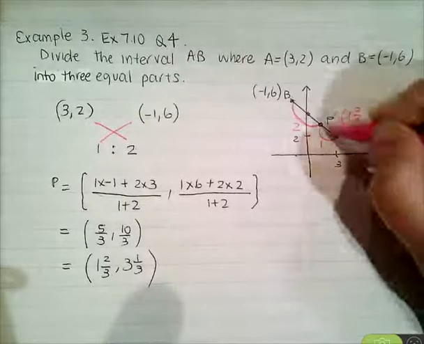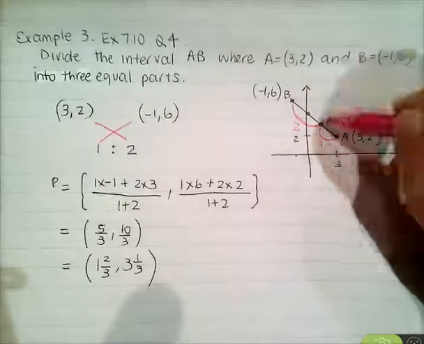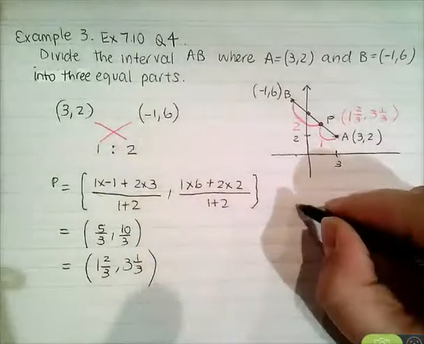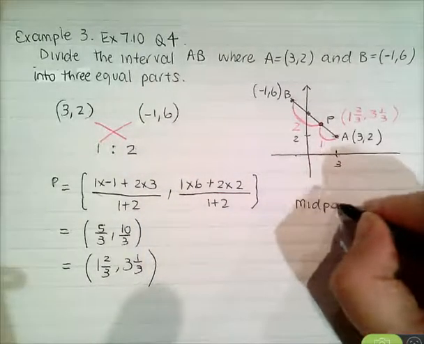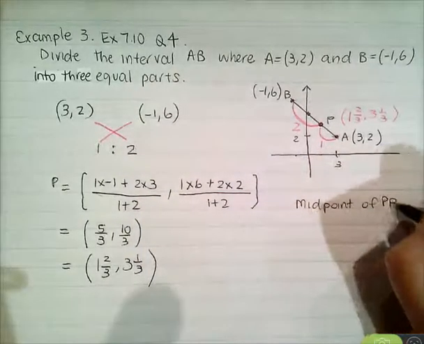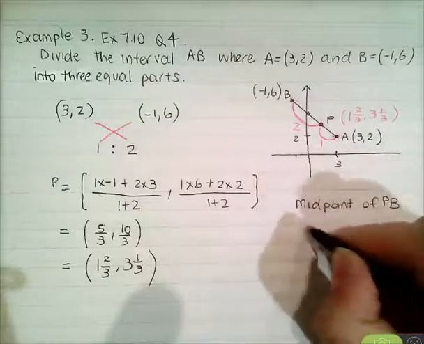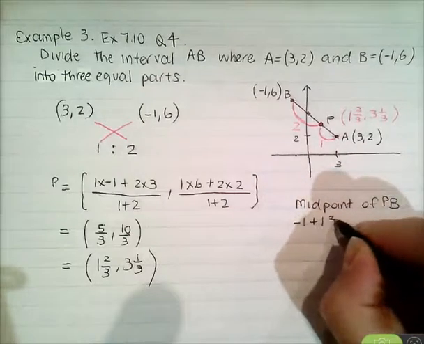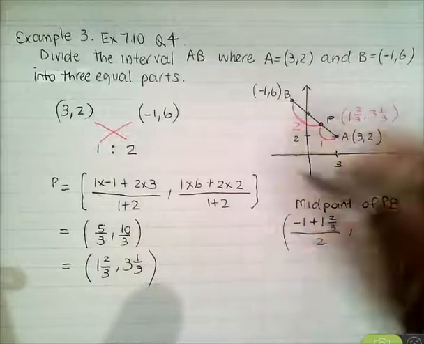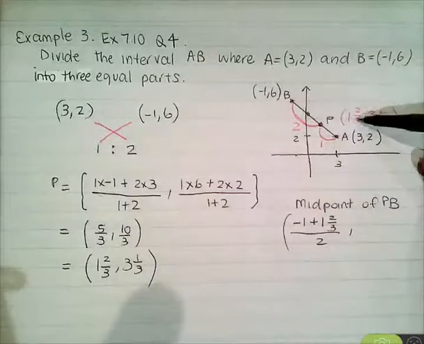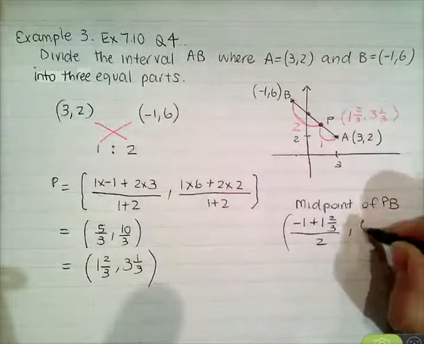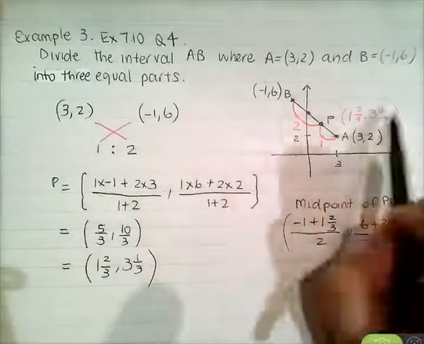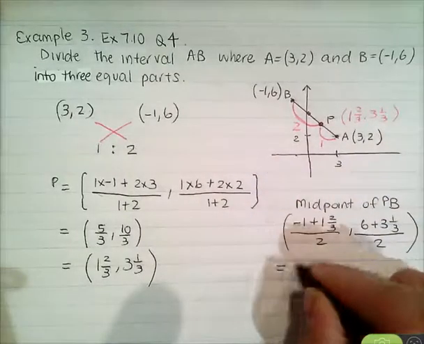Now, if we want 3 equal parts, I can now just find the midpoint of PB. Okay, so I'm going to do that just over here. To do the midpoint, remember we add the x values together. So we go -1 plus 1 2/3 divided by 2, comma, 6 plus 3 1/3 divided by 2. So we're adding the y values together and dividing by 2.